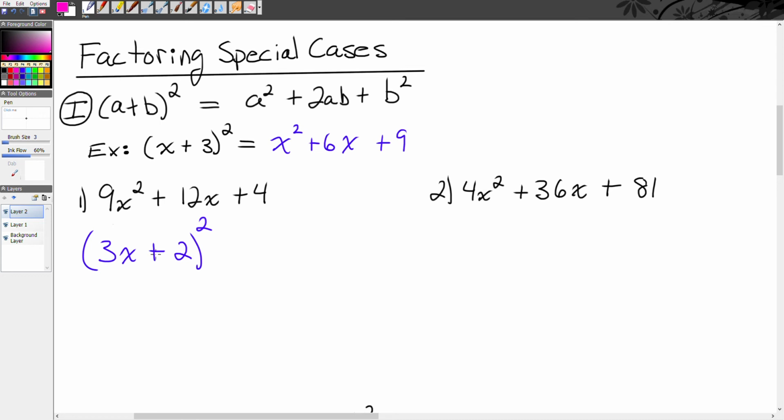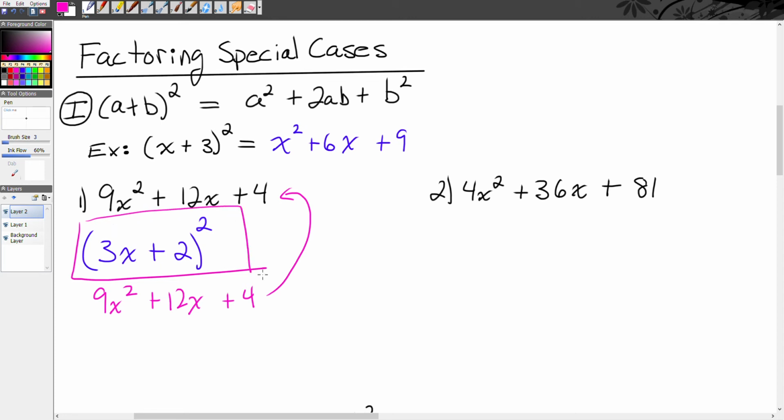So (a plus b) squared: a squared, so 3x times 3x is 9x squared. On the end, we have b squared, 2 times 2 is 4, and in the middle, 2 times a times b. So 2 times 3x times 2, 3x times 2 would be 6x, times 2 would be 12x. So you see we end up where we started. So this is my answer when I factor.